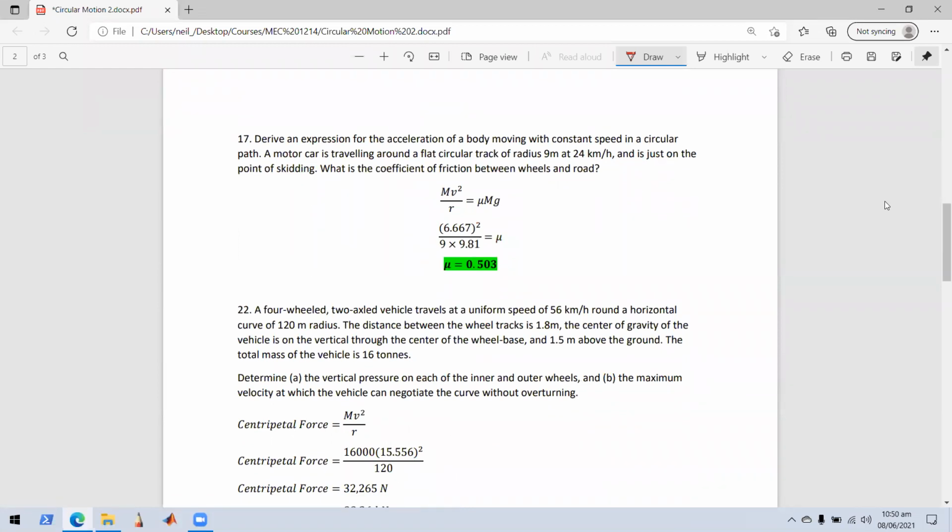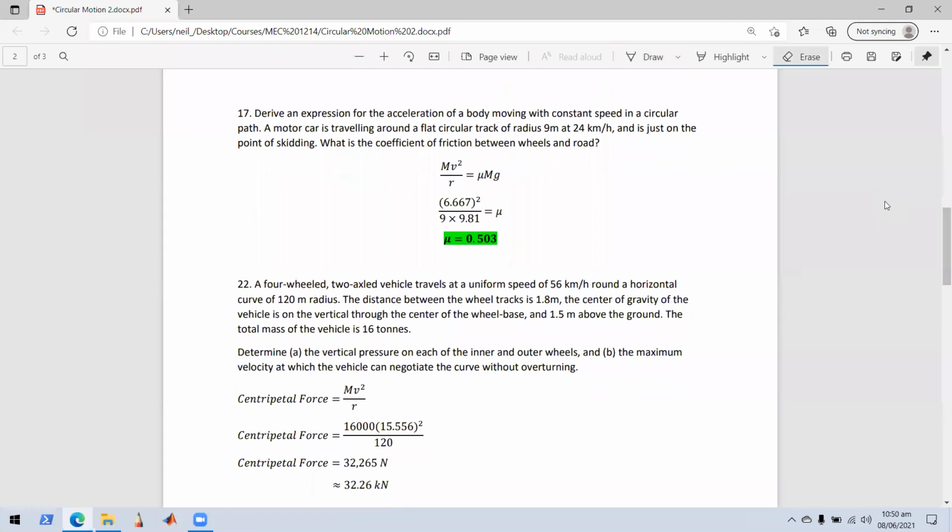So the next part, 17, derive an expression for the acceleration of a body moving with constant speed in a circular path. Now, this can be found in the first 2 pages of the handout, right? So you can just go ahead and look at that right there. It should be something like a is equal to v squared upon r, so you can look at how that's derived.